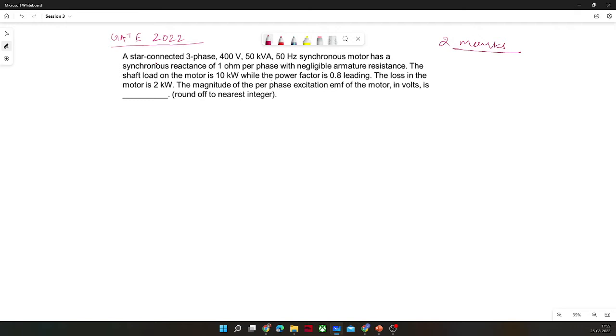So how to find? First, we will see what are the data given, and before that, we will discuss a bit basics about synchronous machines or equivalent circuit of synchronous machines. So let us start with a basic circuit, what generally any synchronous machine consists. So let us take example for synchronous motor, since problem based on synchronous motor only.